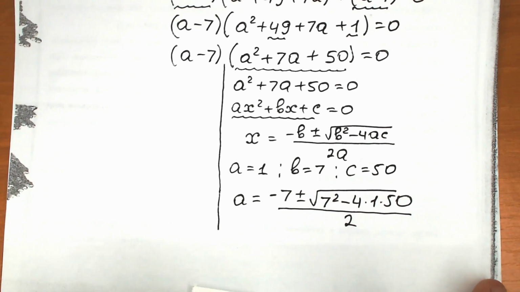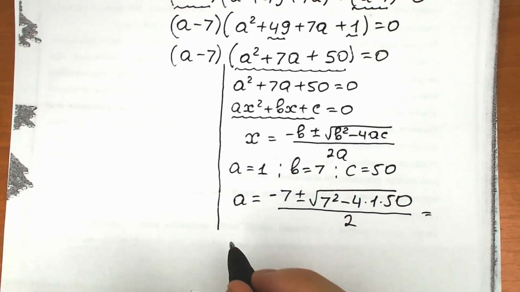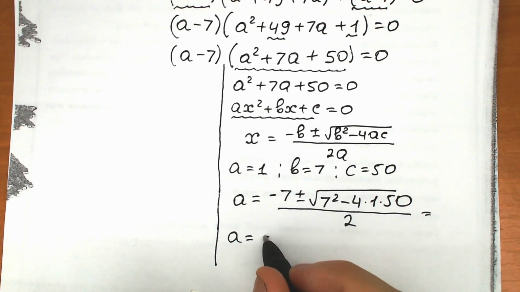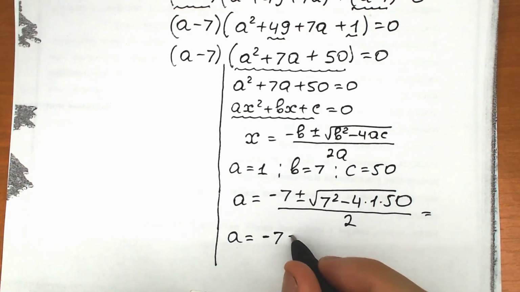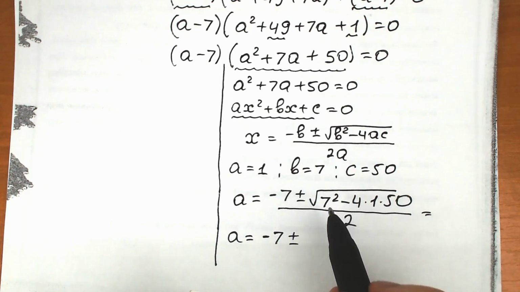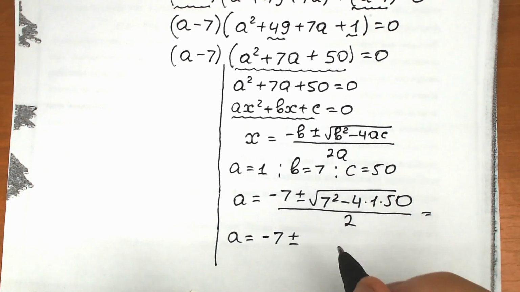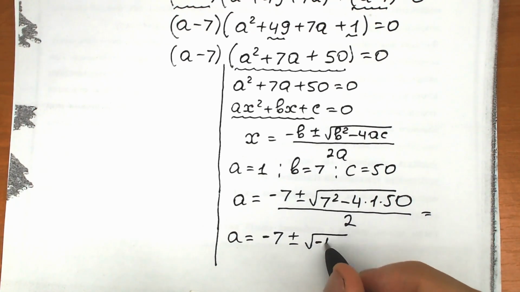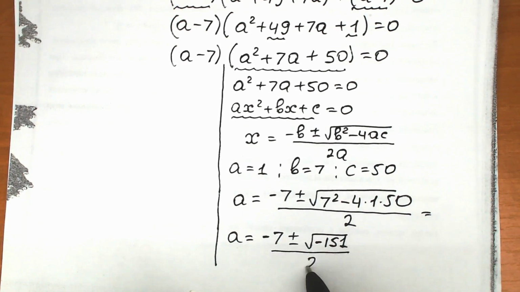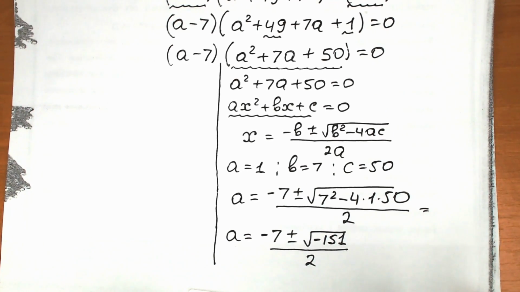Okay, let's simplify this a little bit. So a equal to minus 7 plus minus square root of 49 minus 200, which is square root of minus 151, and all over 2. Right here we have a negative square root, so it implies that we have complex roots.